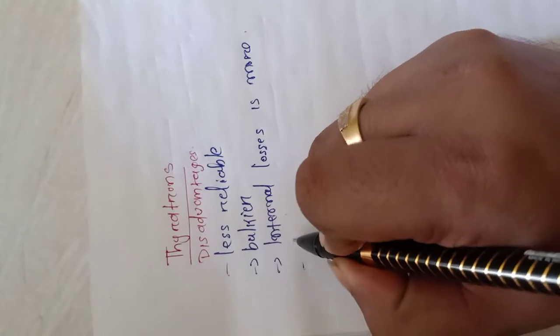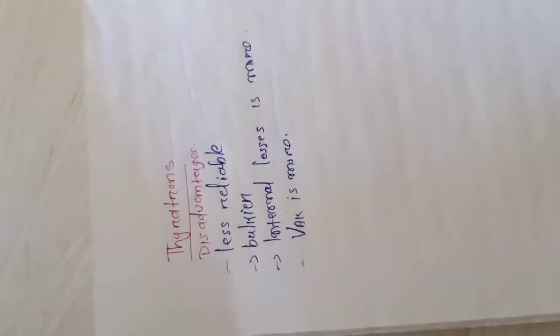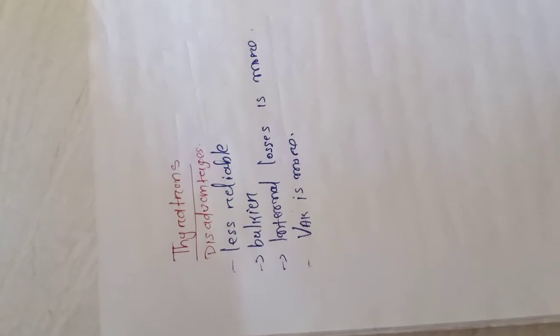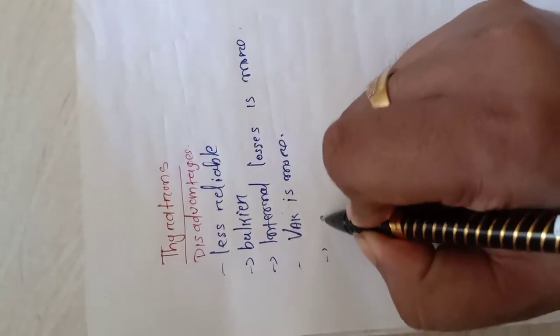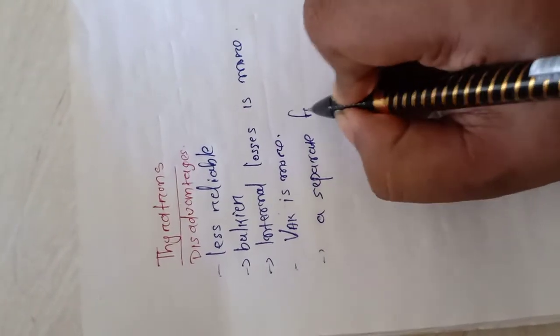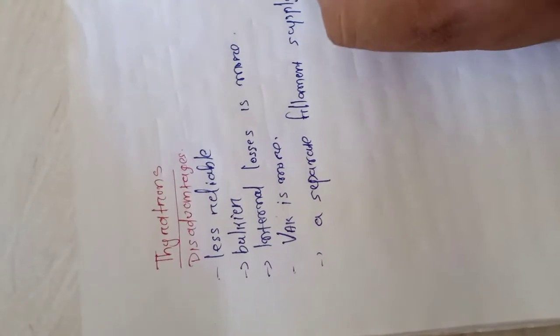And secondly, thyratron needs a large anode to cathode voltage. So anode to cathode voltage VAK is more. And a separate filament supply is required, whereas the thyristor needs only one main supply and control signal. A separate filament supply is needed.